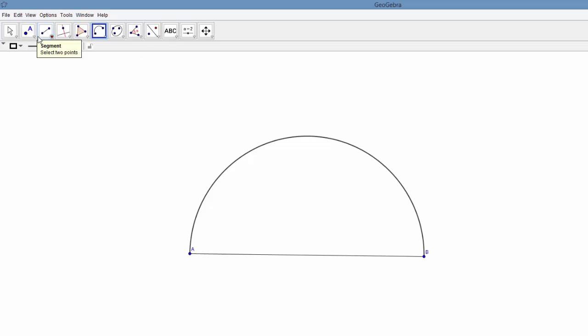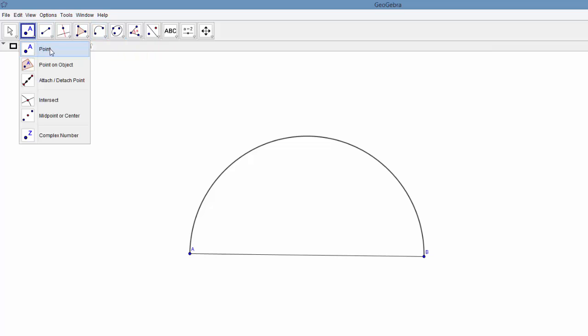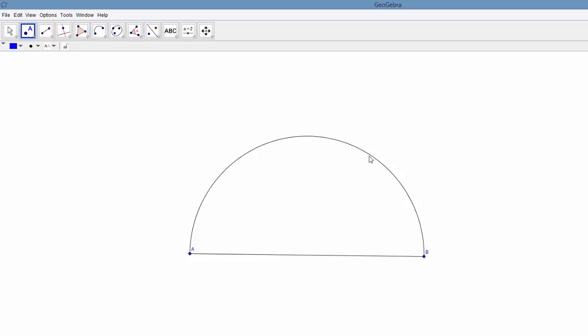Next thing that we want to do is create an arbitrary point on that semicircle. So make sure your semicircle is bold and click to create the point. Doesn't matter where it is. And then just drag it around just to make sure that it's created properly and it always stays on the semicircle.